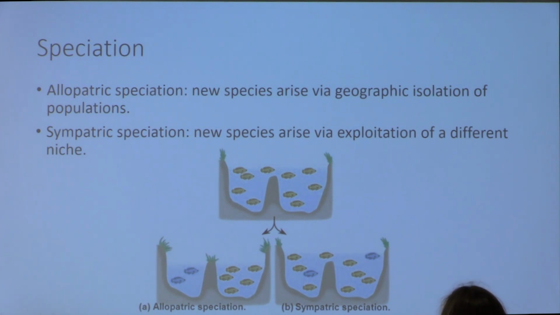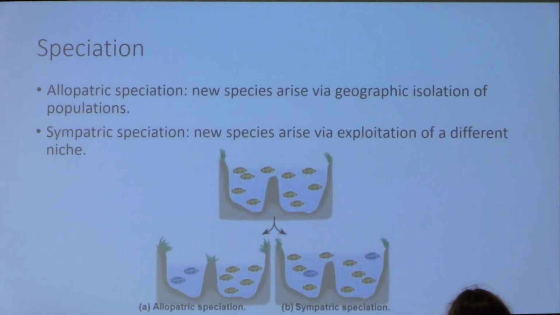Allopatric is when new species arise via geographic isolation of a population. There is some sort of physical barrier that prevents two groups from mating regularly, and then they follow their own evolutionary paths and become increasingly different over time. Sympatric speciation is when a new species arises from a group that is not physically separated, but begins to exploit a different or novel niche.